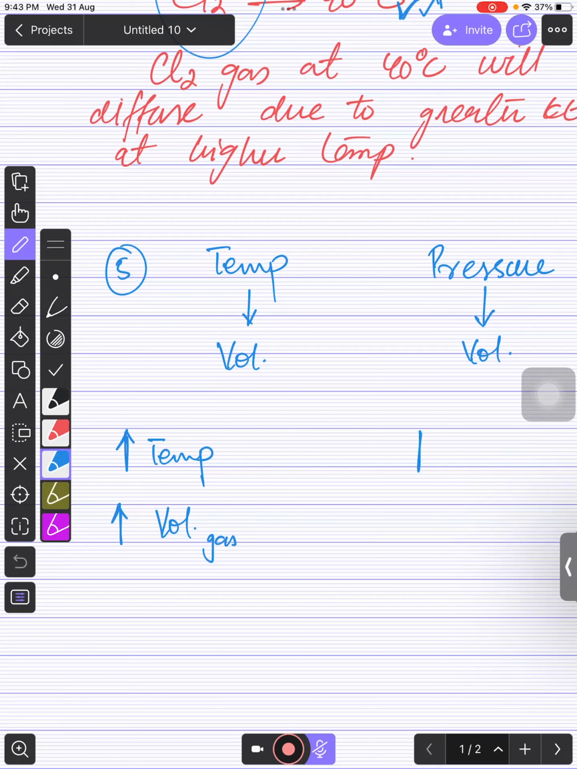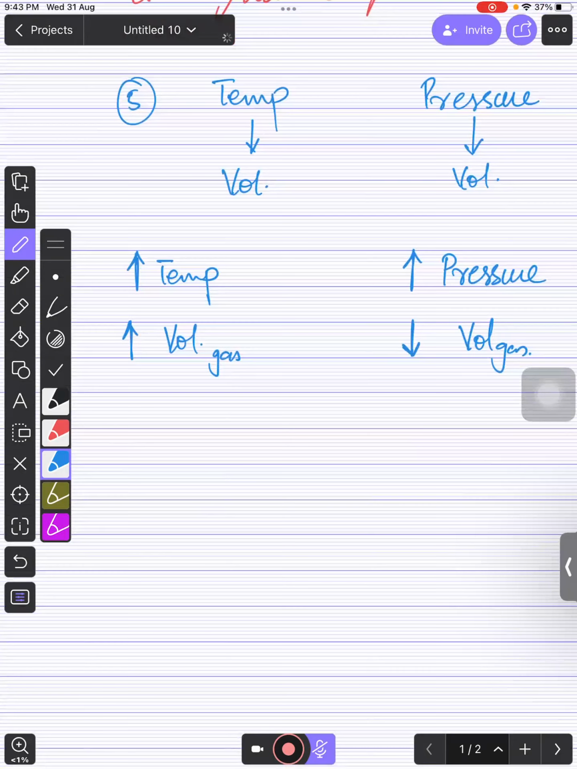And if you increase pressure, agar aap pressure badhate ho, so we know that when we apply pressure on the balloons, so the volume of the gas decreases, right? You need to understand this. If you increase the temperature, so definitely the volume of the gases increases, and if you increase the pressure on the gases, so the volume of the gases decreases, right, bacho? Yes, yes. So this is very simple thing.